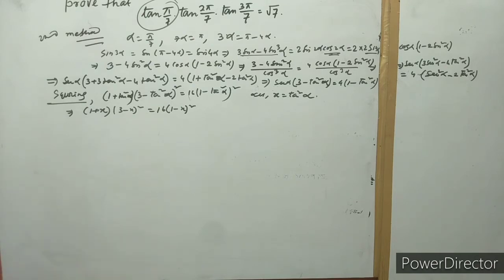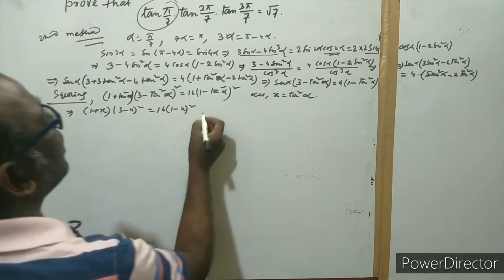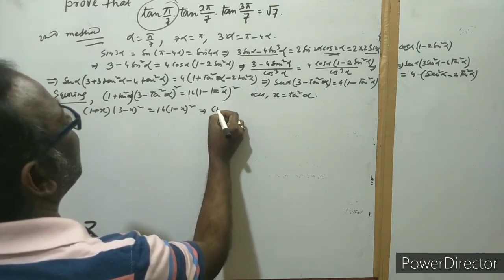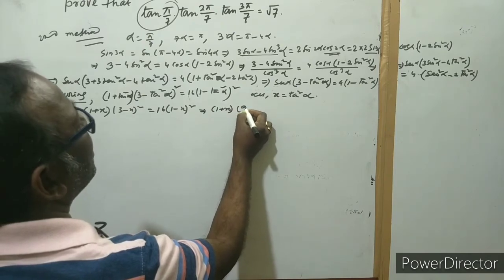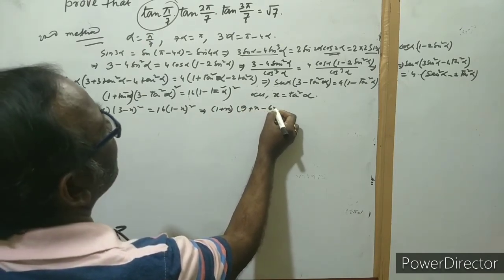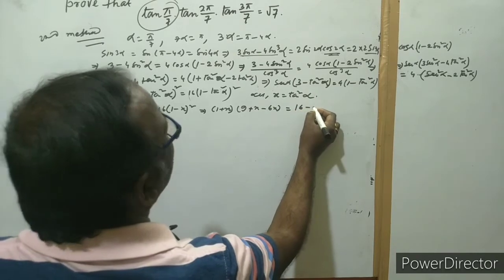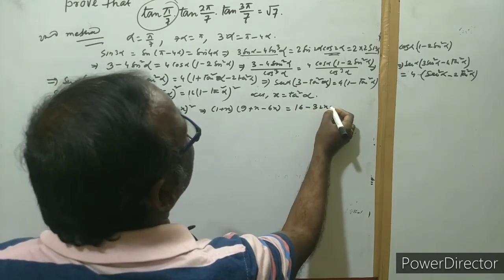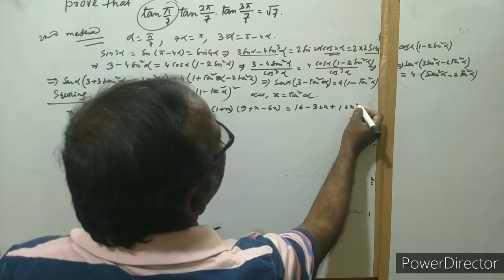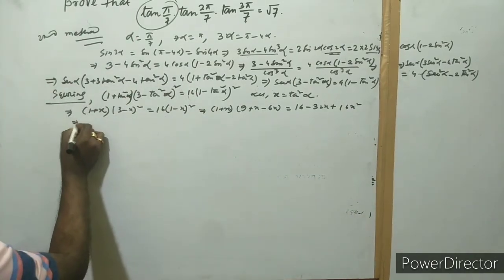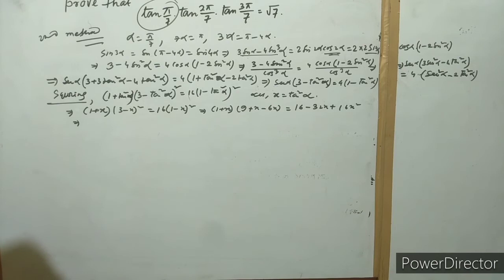Okay, see the calculation carefully. You can repeat here. This is here 1 plus x, 3 minus x whole square and 16 into 1 minus x square. Correct. Now simplify. 1 plus x and this is 9 plus x square minus 6x, and 16 minus 32x plus 16x square. Now simply multiply on both sides here. This is 9 plus x square actually.